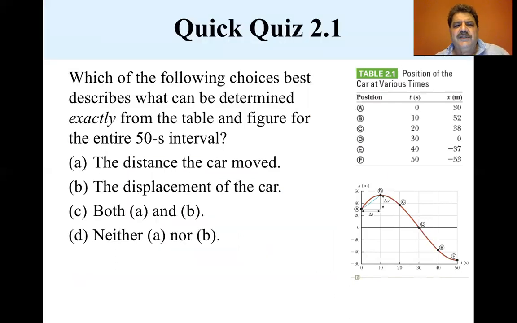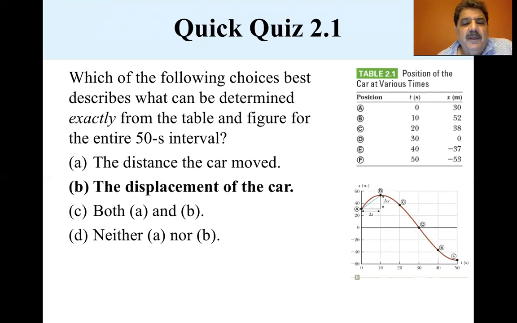Okay, time for a little quick quiz. Which of the following choices best describes what can be determined exactly from the table and figure for the entire 50-second interval? A, the distance the car moved; B, the displacement of the car; both A and B; or neither A nor B? I'll give you some time to think. And the only thing that we can really determine is the displacement of the car. All we can do is tell how far it's moved from the start over the entire period.